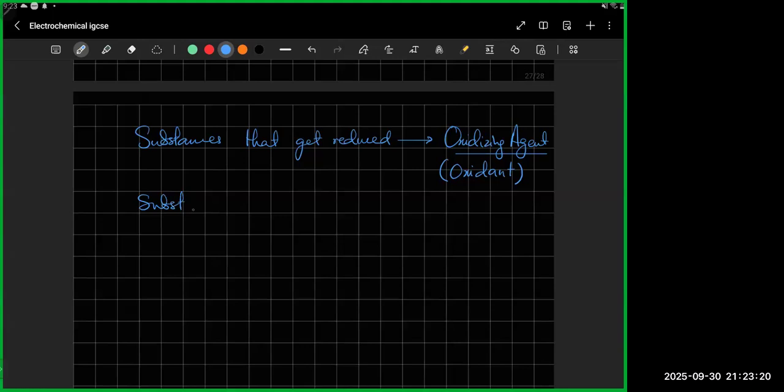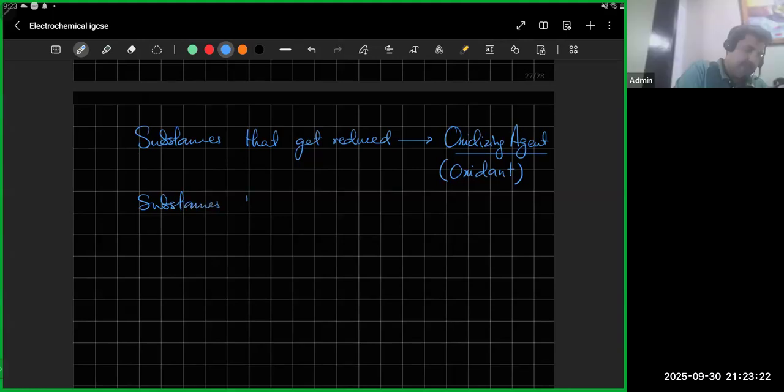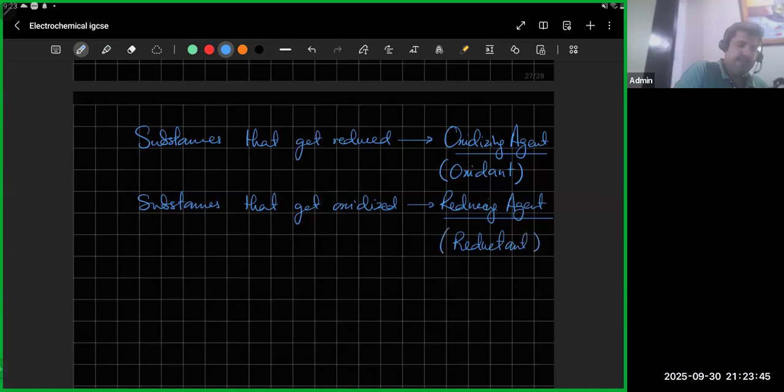Yes, sir. Clear. So substances that get oxidized, they would be called your reducing agent, or also known as the reductant, right?